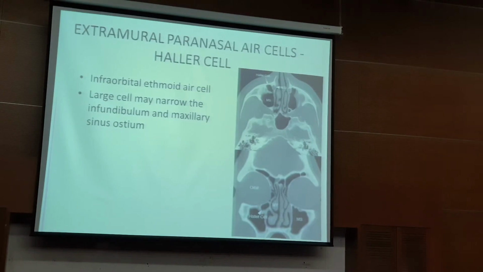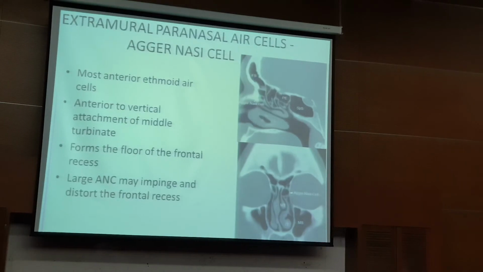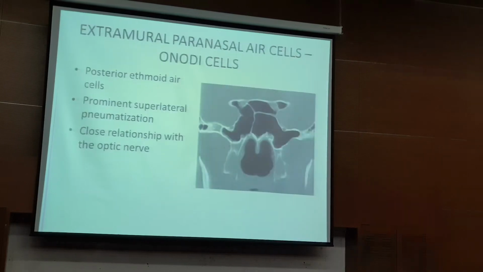And some important cells, Haller cells, right? Haller cells. This is infraorbital ethmoid cells. Again, when it is large, it will narrow the infundibulum and would obstruct the maxillary sinus ostium. Agger nasi cell, the most anterior ethmoid cells, prominent here and here. And what it does, if it is large, it can impinge and distort the frontal recess and will cause problems to the passage pathway of secretions from the frontal sinus.